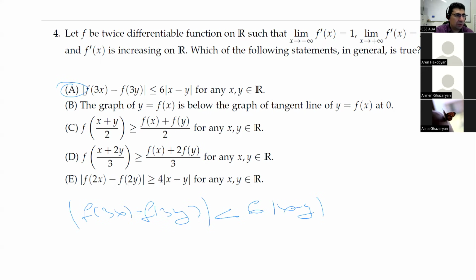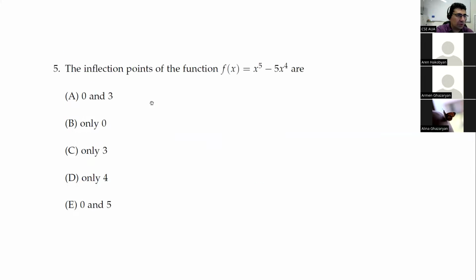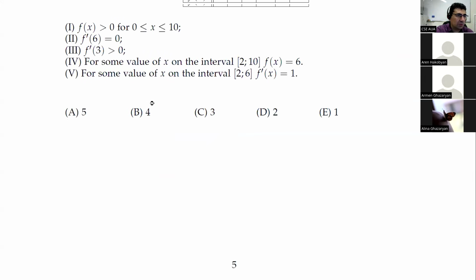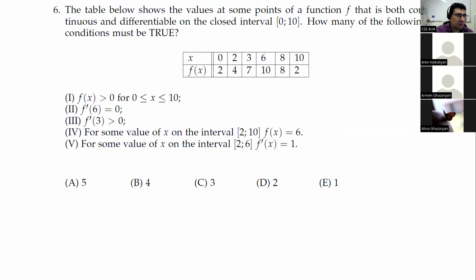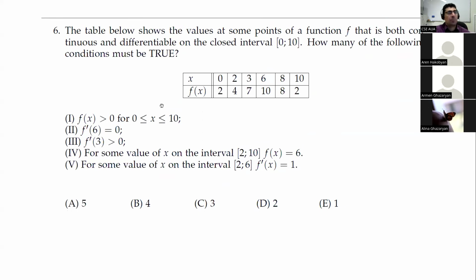Okay, and the last question, number 6. We are given a table for function f, and function f is continuous and differentiable. How many of the following statements must be true?